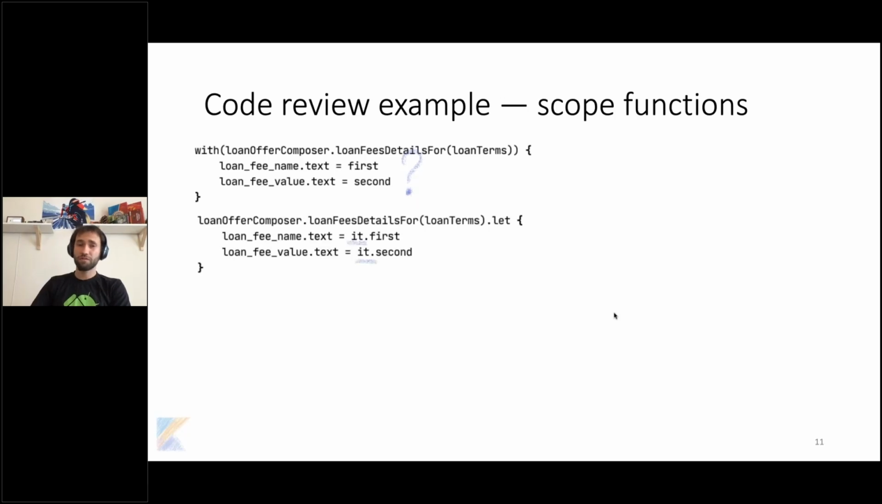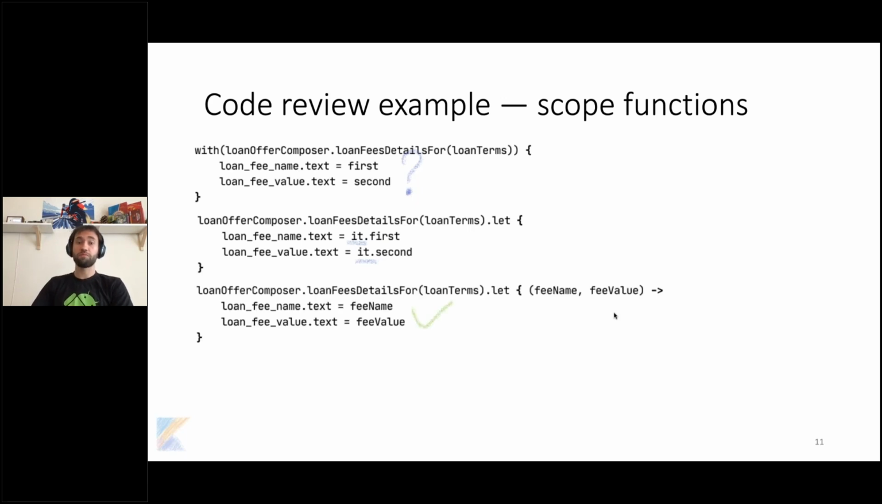So we can try to improve it with let. Now we have these helpers, it.first, it.second. So now we can see that first and second are not the methods of the enclosing object. They actually belong to the pair, but you cannot see that this is a pair again. So we can improve even that. Now we can clearly see that we have a pair of values and we gave them the names. So that made the code better.